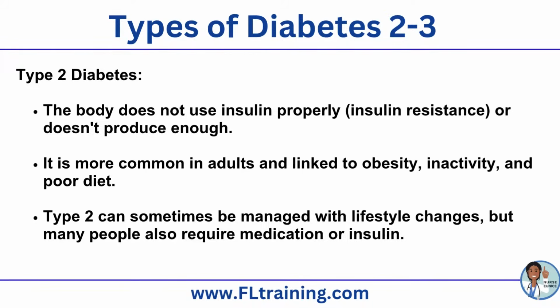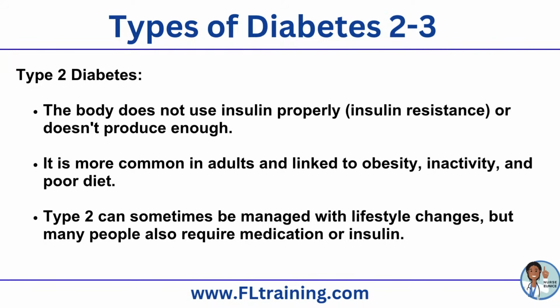All right, so this is type 2 to type 3, and I'll talk about the differences on this slide. So type 2 diabetes, that's when the body doesn't use insulin properly. The person has insulin resistance, or the body doesn't produce enough insulin. This is more common in adults, and it is linked to obesity, inactivity, and poor diet. Type 2 can sometimes be managed with lifestyle changes, but people may also require medications, and we'll call those oral anti-diabetic medications. So if a patient takes a pill to control their diabetes, that is what we're referring to, or if they need the injections, that will be insulin.